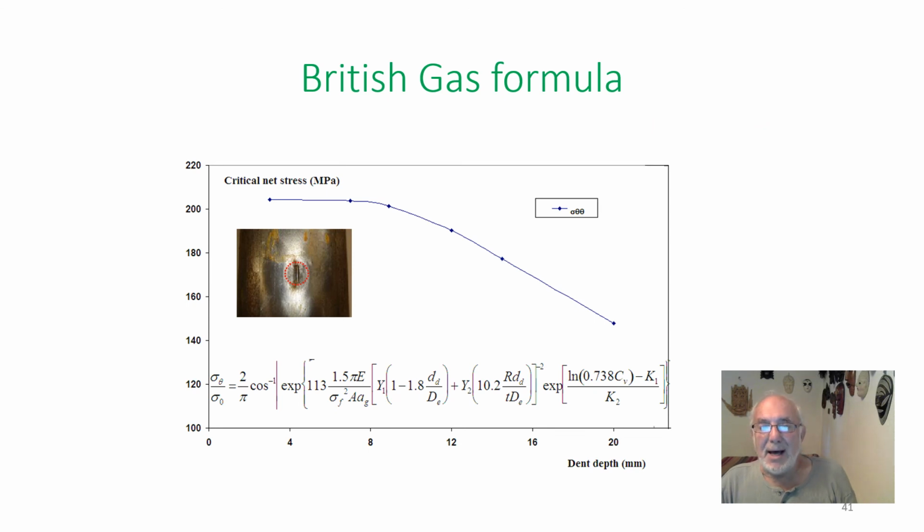In this slide, we analyze the British Gas formula for combined dent and gouge defect. We can notice that the critical stress versus the dent depth is constant for small dent depth and decreases rapidly and practically linearly when the dent depth increases. But this is not in relation with our tests, where we can note that from 4% of the diameter to 14% of the external diameter, the critical stress is practically constant. This is a strong difference with the British Gas formula.